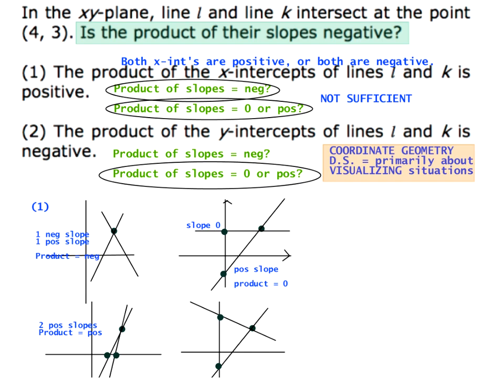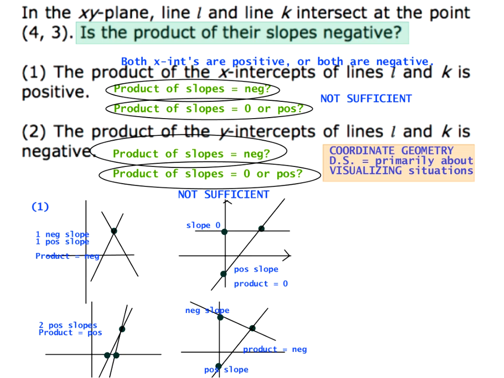This is a negative slope. This is a positive slope. So, yeah, the product is negative. So you circle them both, not sufficient. So what do we do now? They're both not sufficient, so the next step is to do what? The next step is to combine them.